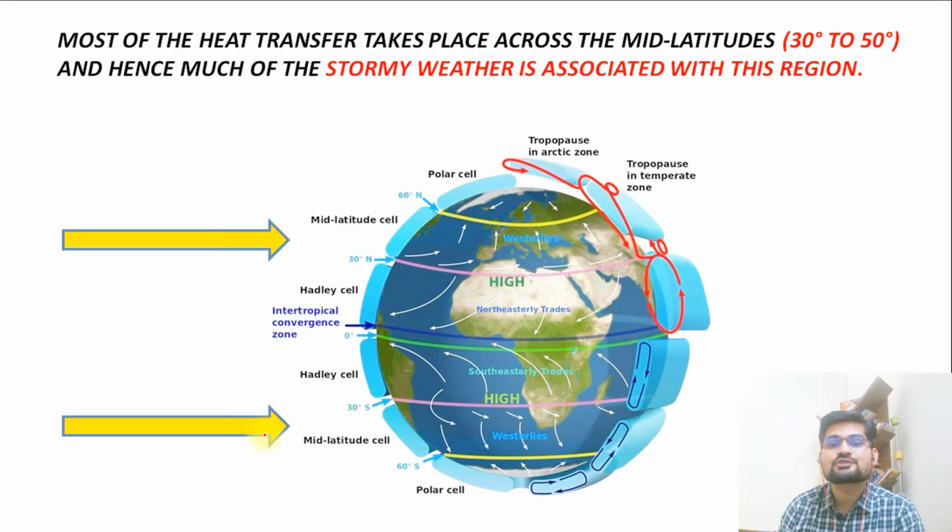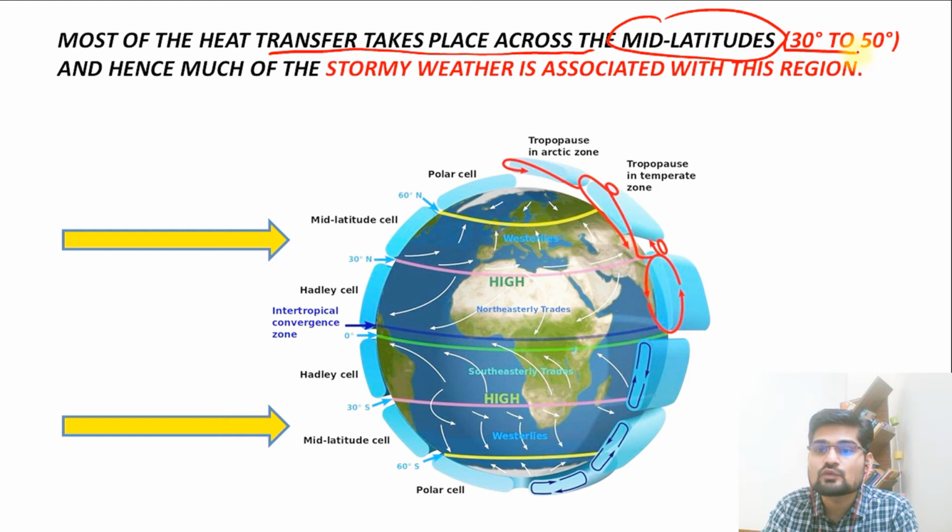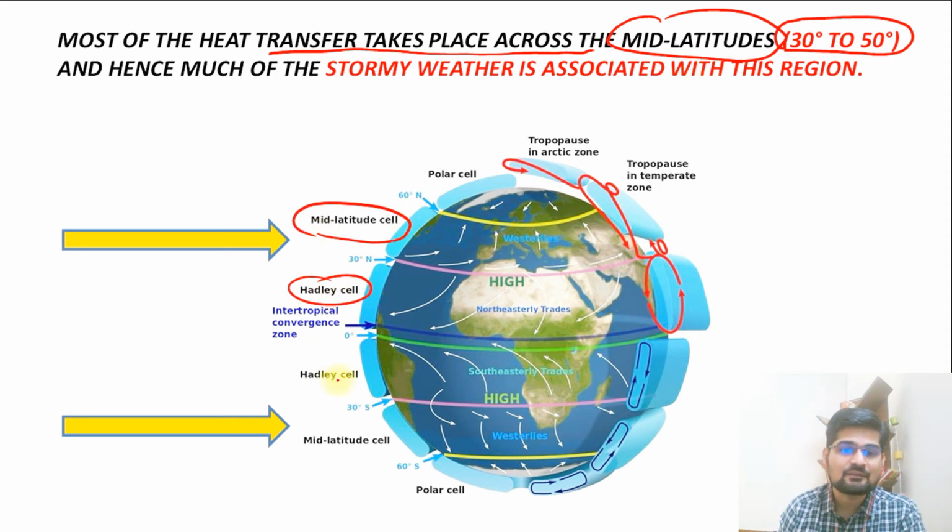So let's analyze through another diagram. Most of the heat transfer takes place across the mid latitudes, that is, 30 to 50 degrees. This is one important thing. When we learn further the meridional circulation or the tricellular circulation, there is the mid-latitude cell, the Hadley cell, and then the polar cell. These are important cells which are there in the atmosphere. In the lectures to come we are going to learn about it.